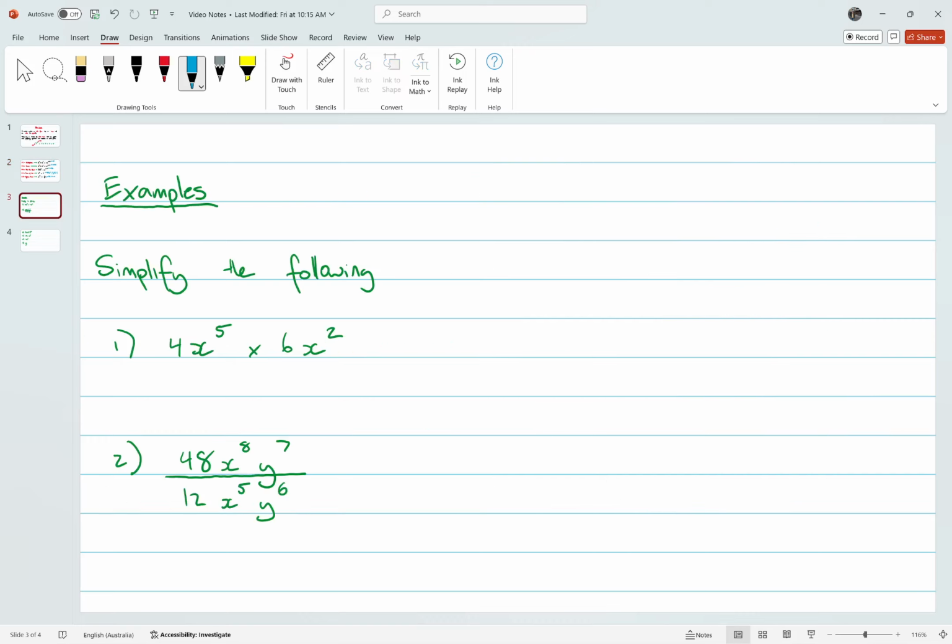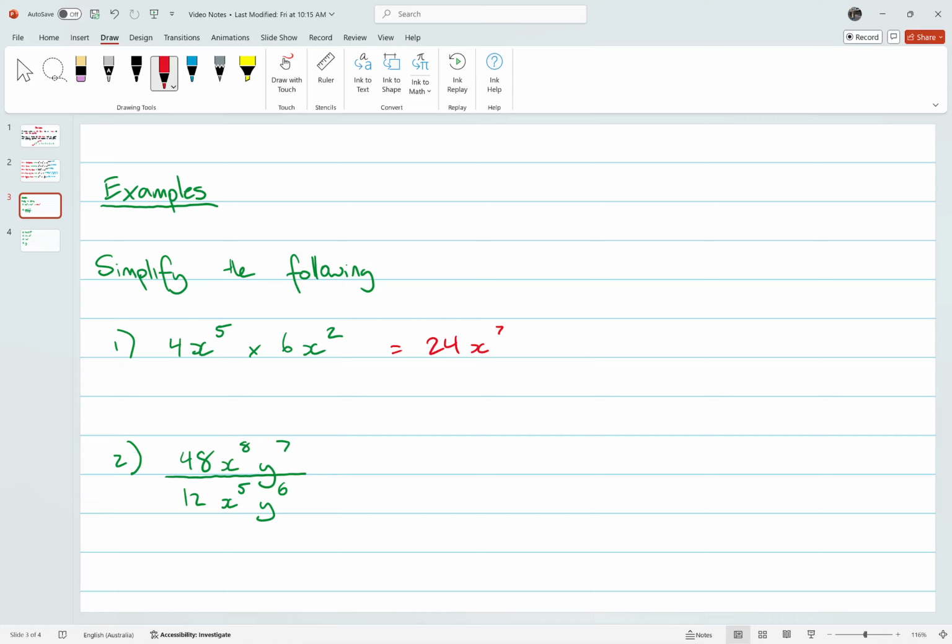So let's go into a few examples of how we can use these index laws. Looking at question number 1, I want to simplify 4x to the power of 5 times 6x to the power of 2. Before we get to the indices, let's look at those coefficients, the 4 and the 6. 4 times 6 simply equals 24. Now we look at x to the power of 5 times x to the power of 2. That first index law told me that I need to add these two powers. So it's going to be x to the power of 7. Note again that these are both x's. If they were two different letters, I wouldn't be able to combine them. They have to be the same base.